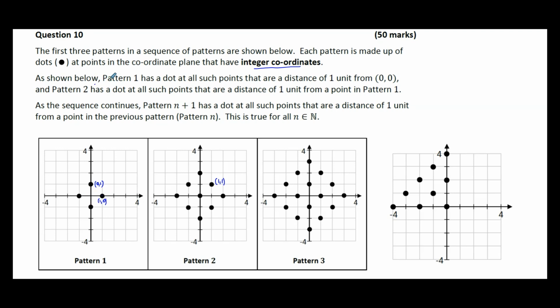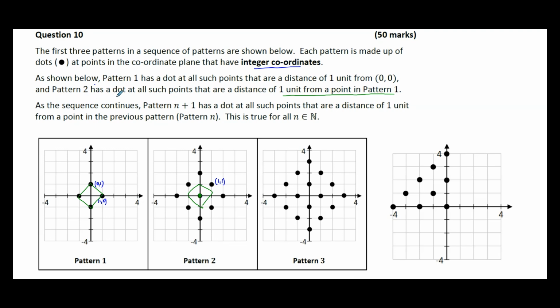And pattern 2 has a dot at all such points at a distance of 1 unit from a point in pattern 1. Now, note the difference. Here, there is no dot in the middle, but there is a dot here, 1 unit from pattern 1. So pattern 1 has this dot here, 1 unit, but that dot isn't included here. So in pattern 2, we do not have pattern 1, because pattern 1 would have been here. That's what pattern 1 is, but it's not here.